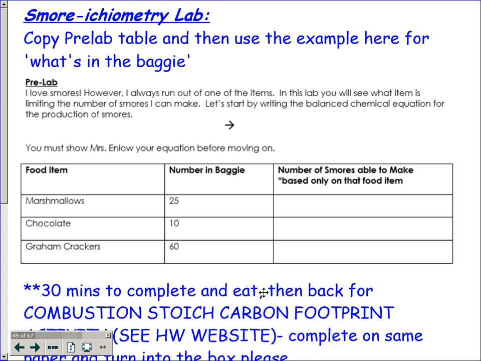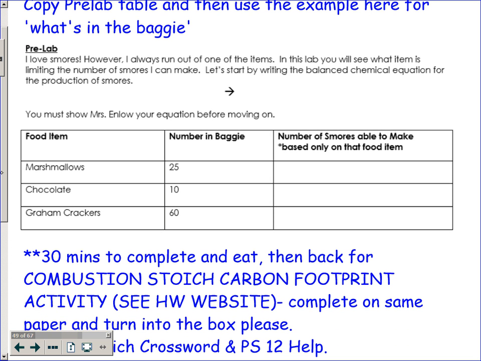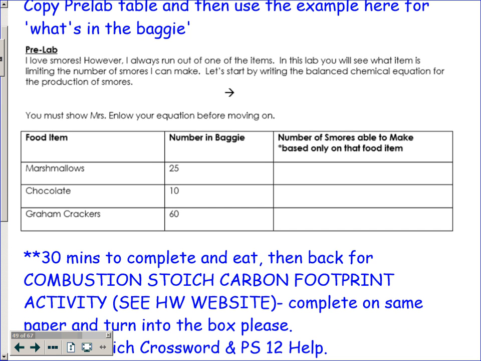Call the first one Smorechiometry. Go ahead and draw this pre-lab table in your groups right now. Draw this pre-lab table, and then I'll let you do it in the back in a second.